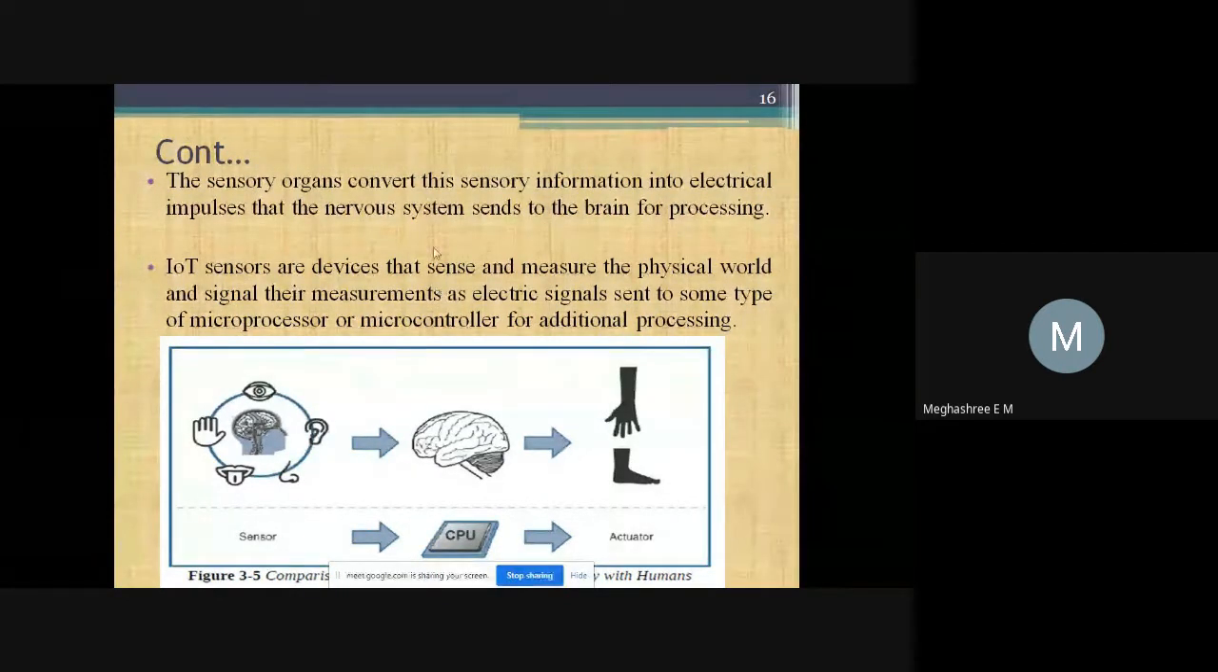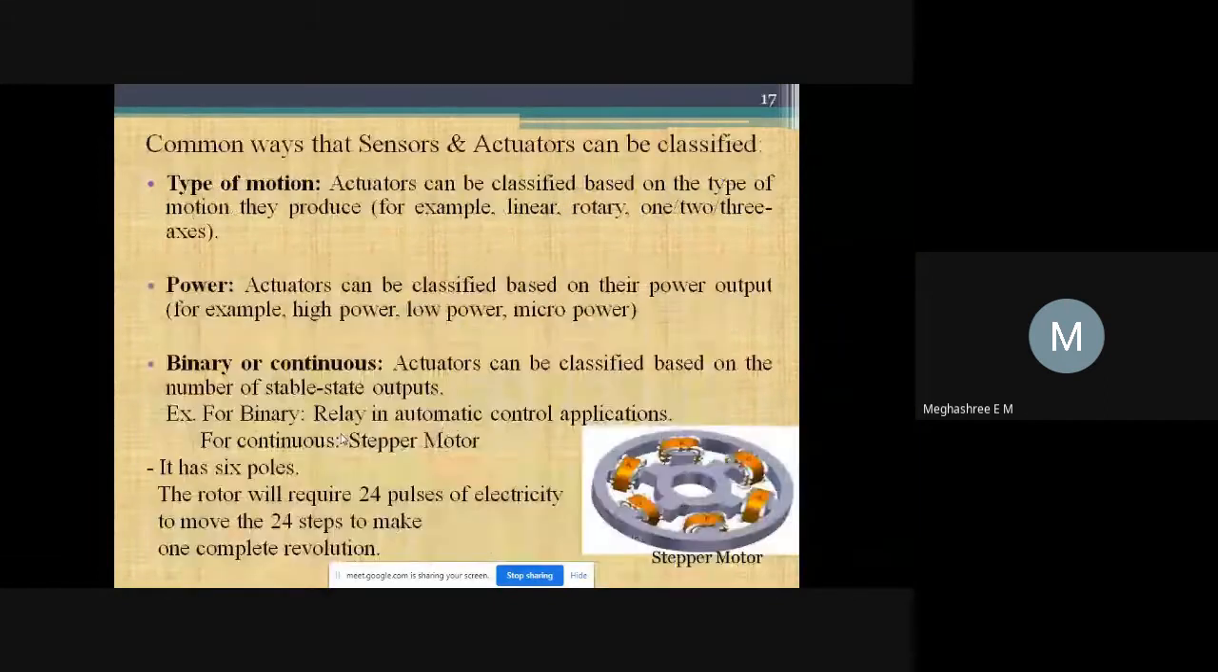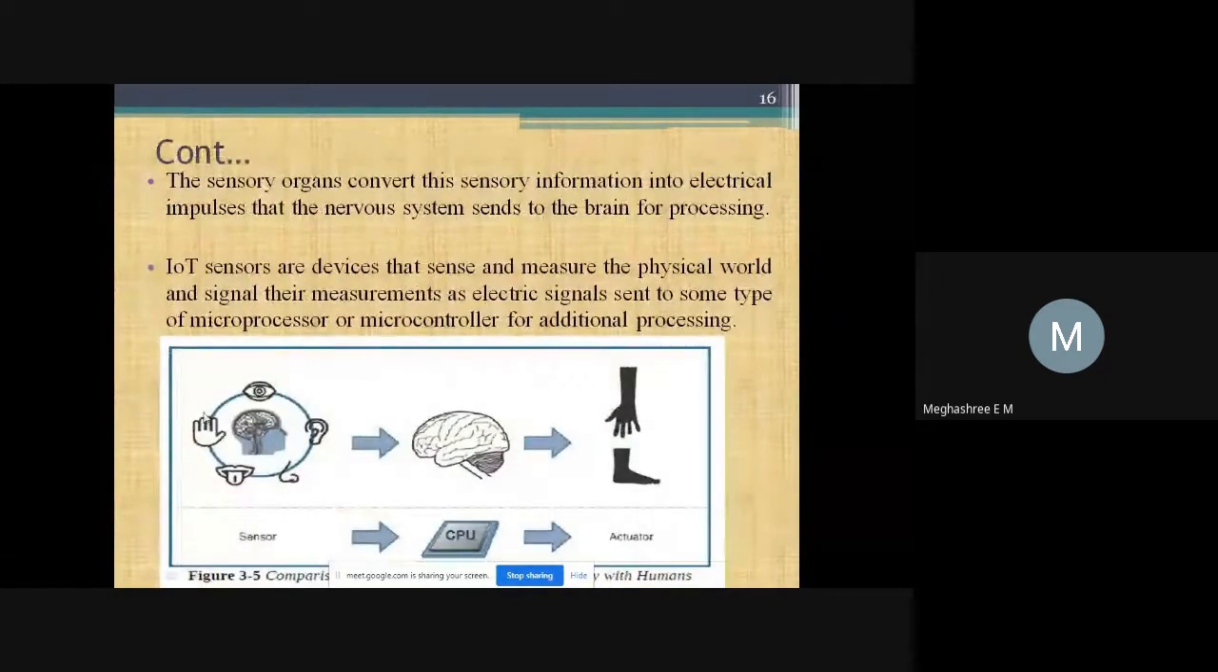That is the introduction about actuators. And let's consider this example where you can see all the sensory organs of a human, right? Eye, ear, nose, tongue, hand. Once all these organs sense, what do they do? They convert this sensory information into electrical pulses through the nervous system and send it to the brain for processing, right? Based on the processing, the action will be taken. Based on that, our hands and legs will move, right?